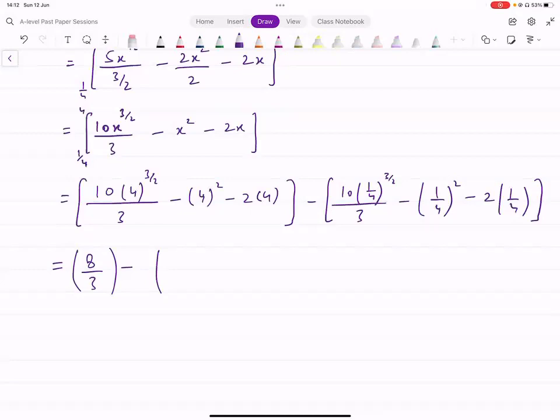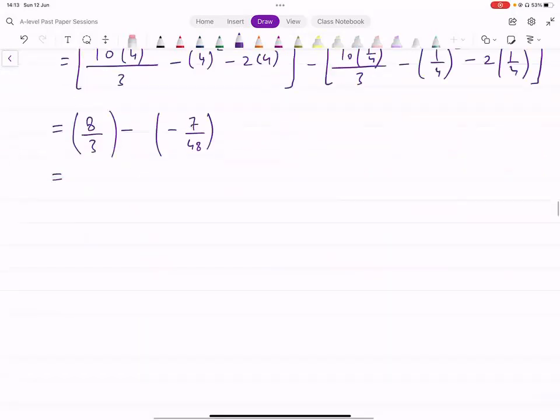10 divided by 8 and then divided by 3, minus 1/16 minus 1/2. Yep, so I'm getting minus 7 over 48 from this. Let's evaluate this further and see what we get. 8 divided by 3 plus 7 over 48, and that gives me 45 over 16.